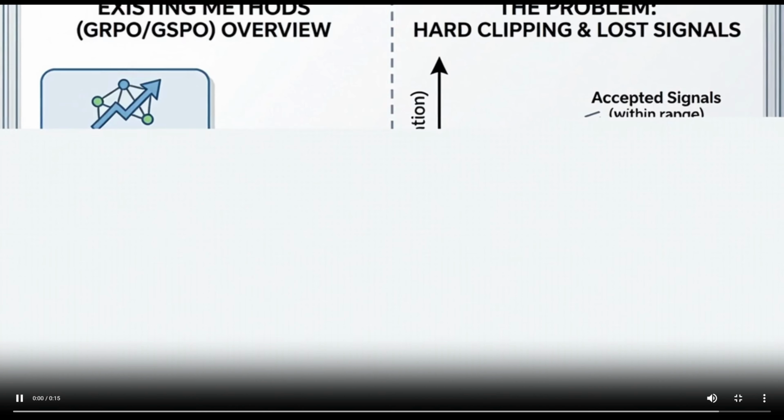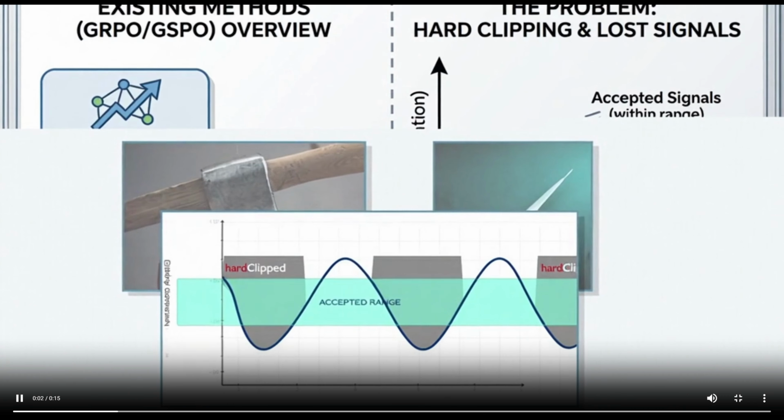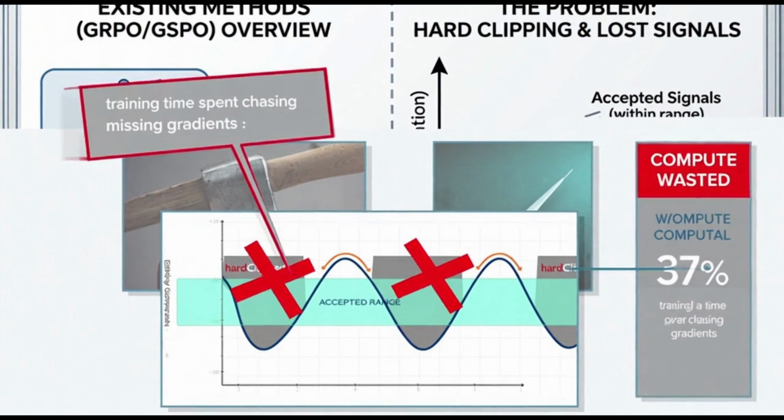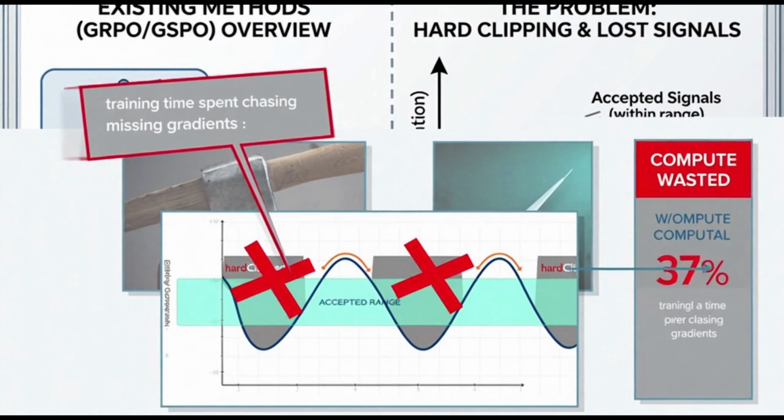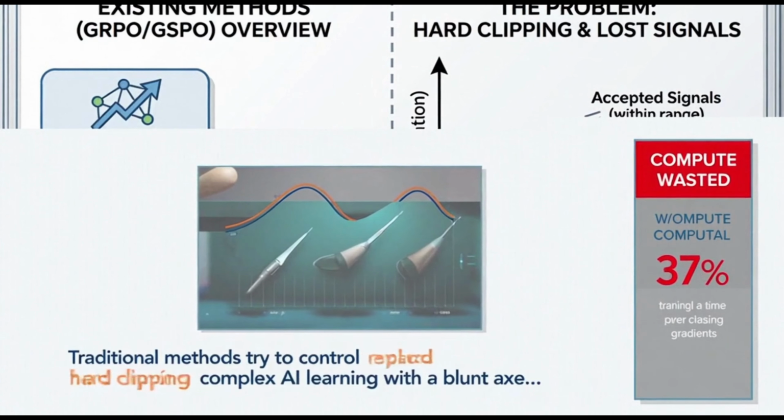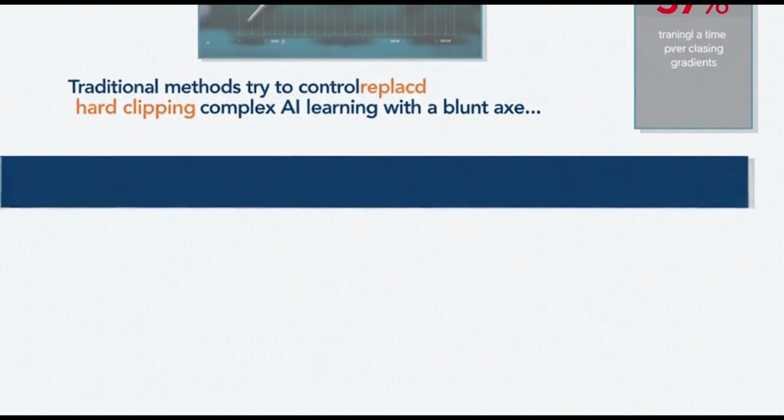Techniques like KL control, traditional GRPO and GSPO techniques rely on hard clipping. Anything outside an arbitrary band? Gone. The signal is flattened, and so is the information we could have learned from it. The result is huge waste. Researchers spend a third of their compute just fighting these dead zones.